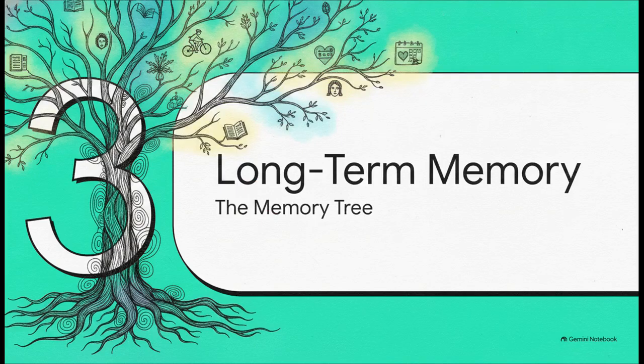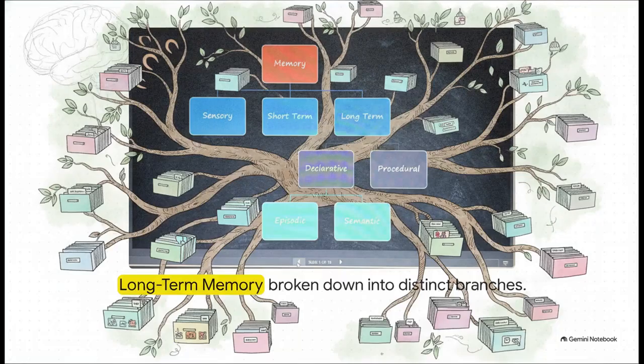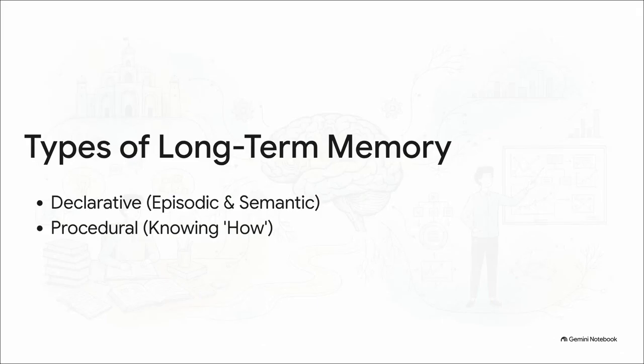Let's jump into Section 3, types of long-term memory, the memory tree. You know, long-term storage isn't just one giant, messy room where memories are dumped. It's actually a highly organized filing system, broken down into distinct, structured branches. Knowing these branches is a fantastic way to secure marks on a short essay question. Let's break those branches down clearly.